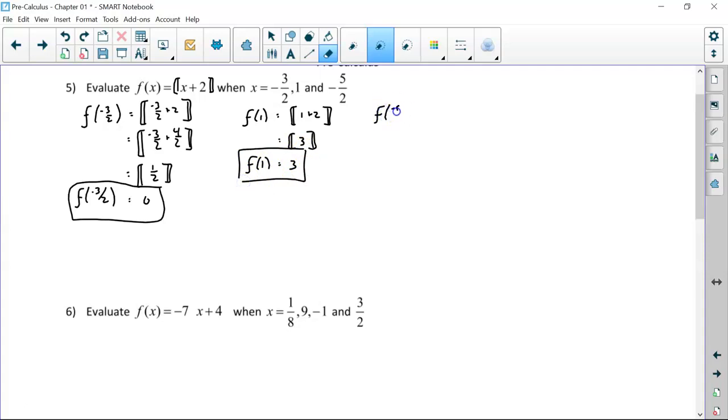F of negative 5 halves. The greatest integer less than or equal to negative 5 halves, so it's negative 5 halves plus 2. Negative 5 halves. 2 over 1 is the same as 4 over 2. So we add those fractions, we get a negative 1 half. And the greatest integer less than or equal to negative 1 half is negative 1.